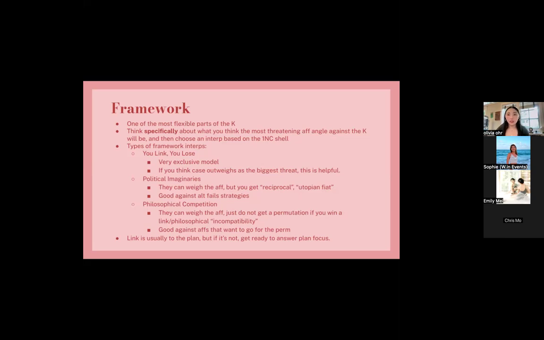But if it's not, then you should get ready to answer the 1AR argument called plan focus. Plan focus is a framework argument that the AF should only have to defend itself against the causal and unique consequence of the 1AC. So this brackets out most K arguments because it basically means that every neg position has to functionally be a counterplan and a disad, but Ks are not counterplans and disads. So under plan focus, Ks don't really exist. So you should answer this in a couple ways.